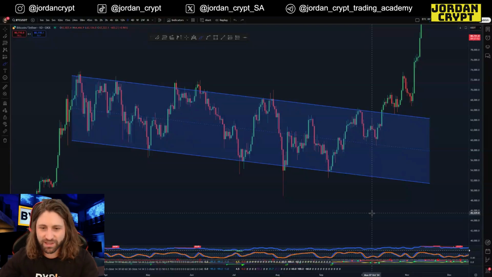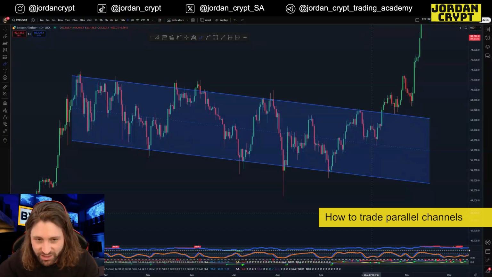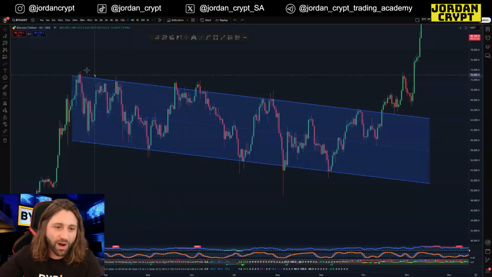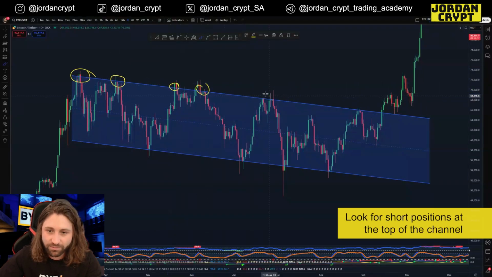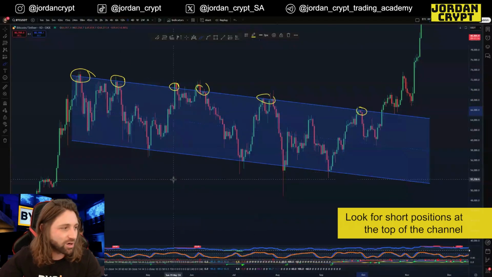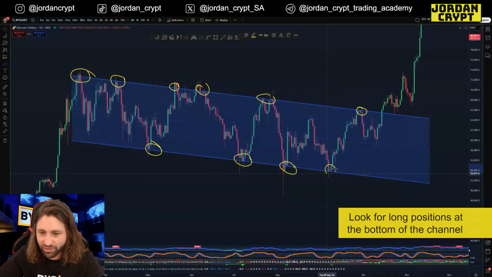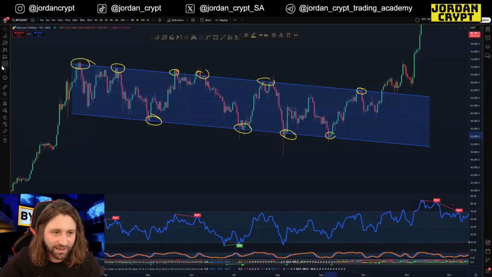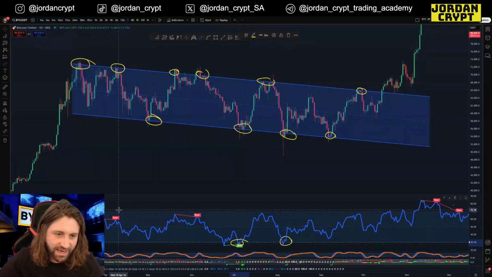The next important thing is to understand how to incorporate this drawing tool into your trading strategy. This is quite simple. We simply look for our short positions at the top of the channel and we look for our long positions at the bottom of the channel. Of course, you need to use RSI as your confluence for these entries.